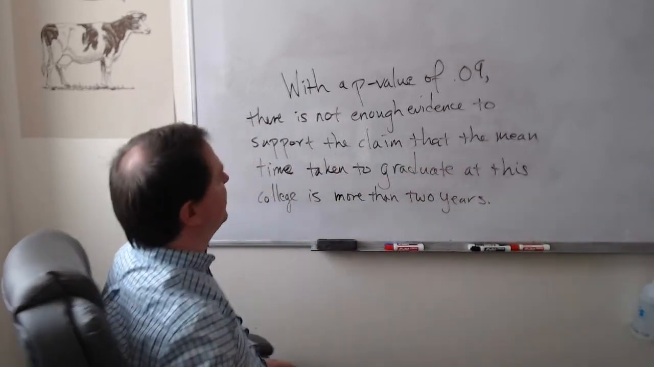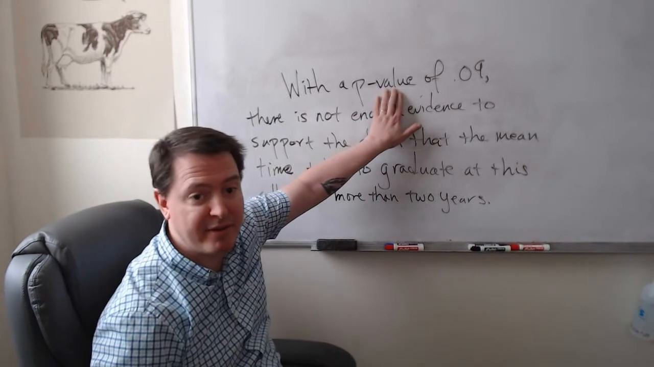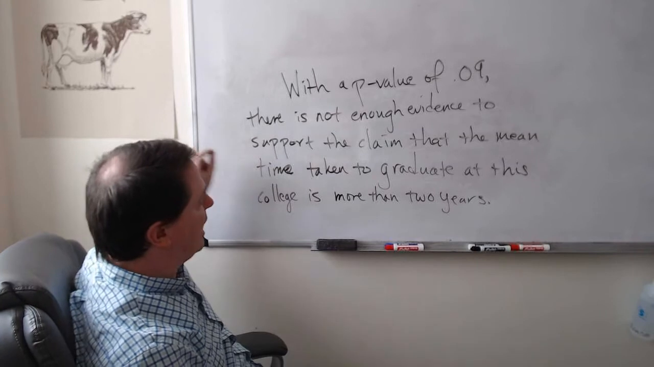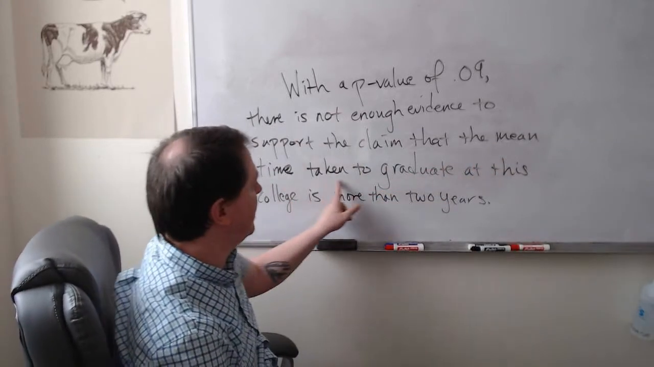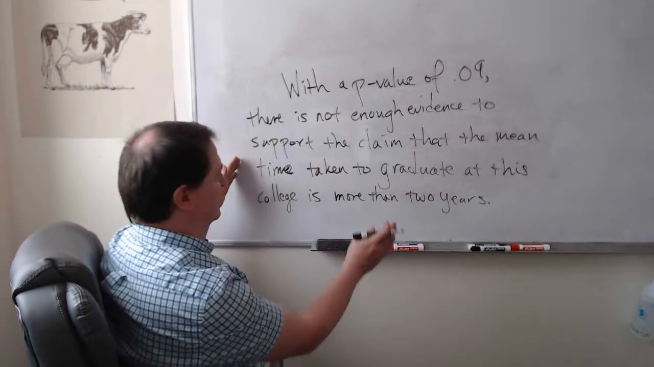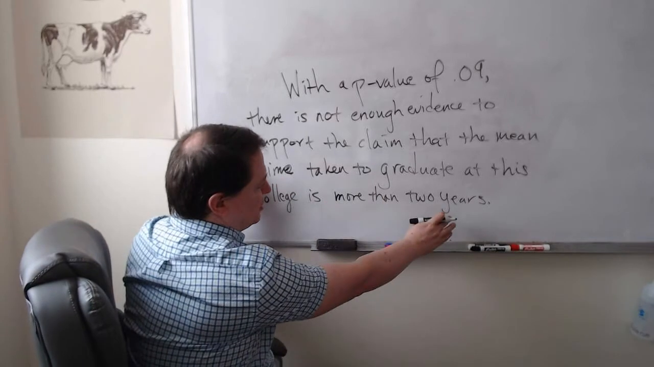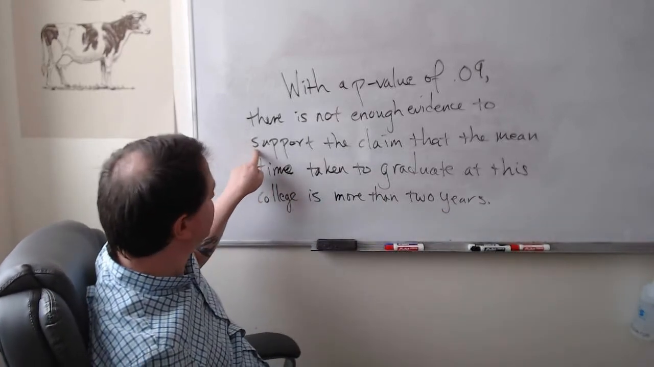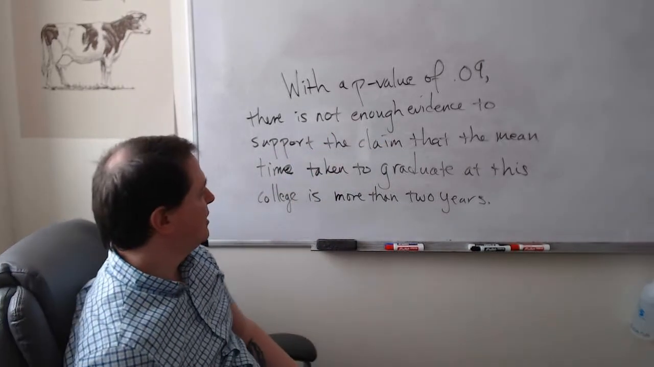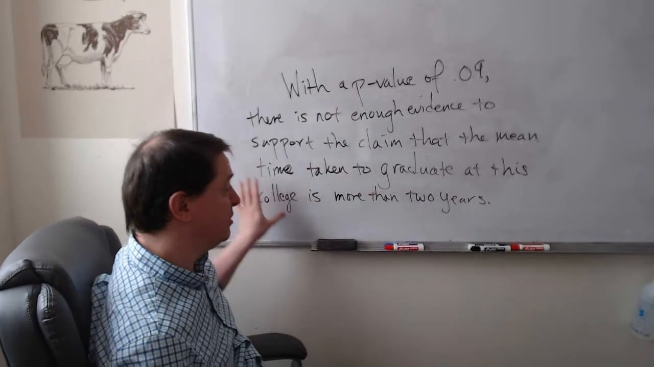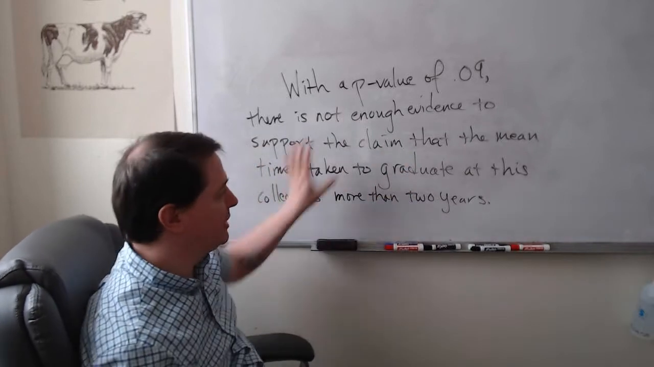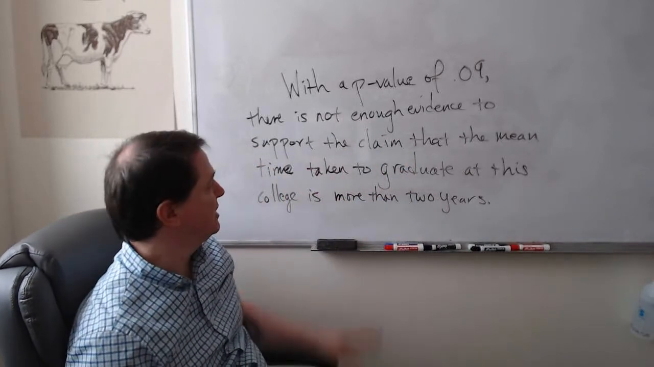All right, so what have I done here? I've given the amount of evidence we had, which is a p-value. I've given our actual parameter we investigated, the mean time taken to graduate. I've given the claim we looked at, whether it's more than 2 years, and I gave our actual decision in the test. We didn't have enough evidence to support that, right? That doesn't necessarily mean that this couldn't possibly be true, but that I really should not be supporting this in a statistical sense.